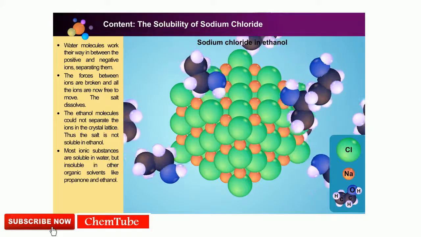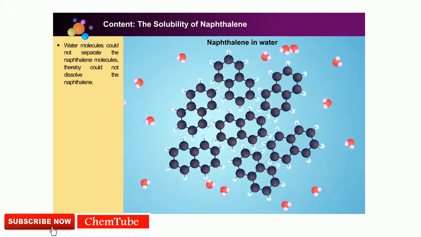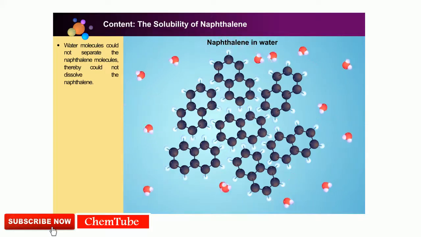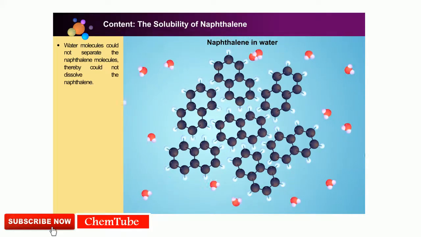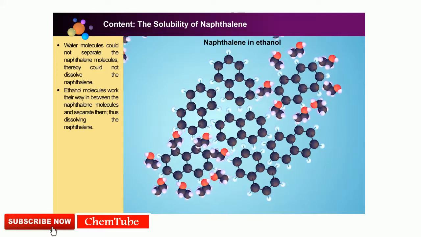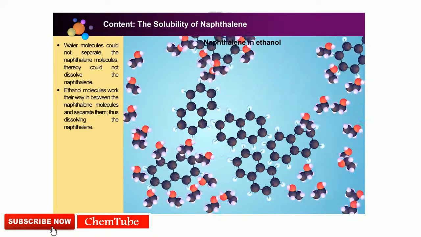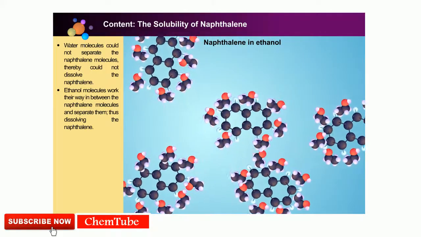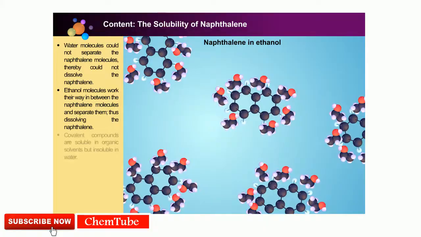As you can see, the water molecules could not work their way in between the naphthalene molecules. That is, the water molecules could not separate the naphthalene molecules, thereby could not dissolve the naphthalene. The ethanol molecules work their way in between the naphthalene molecules and separate them, thus dissolving the naphthalene.